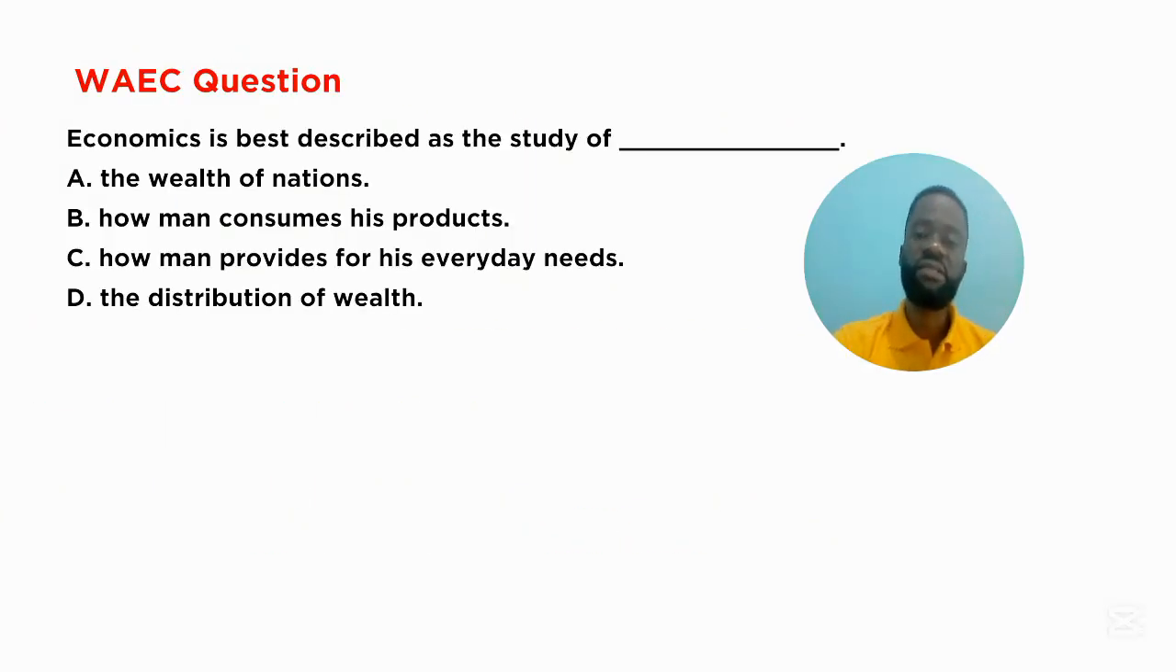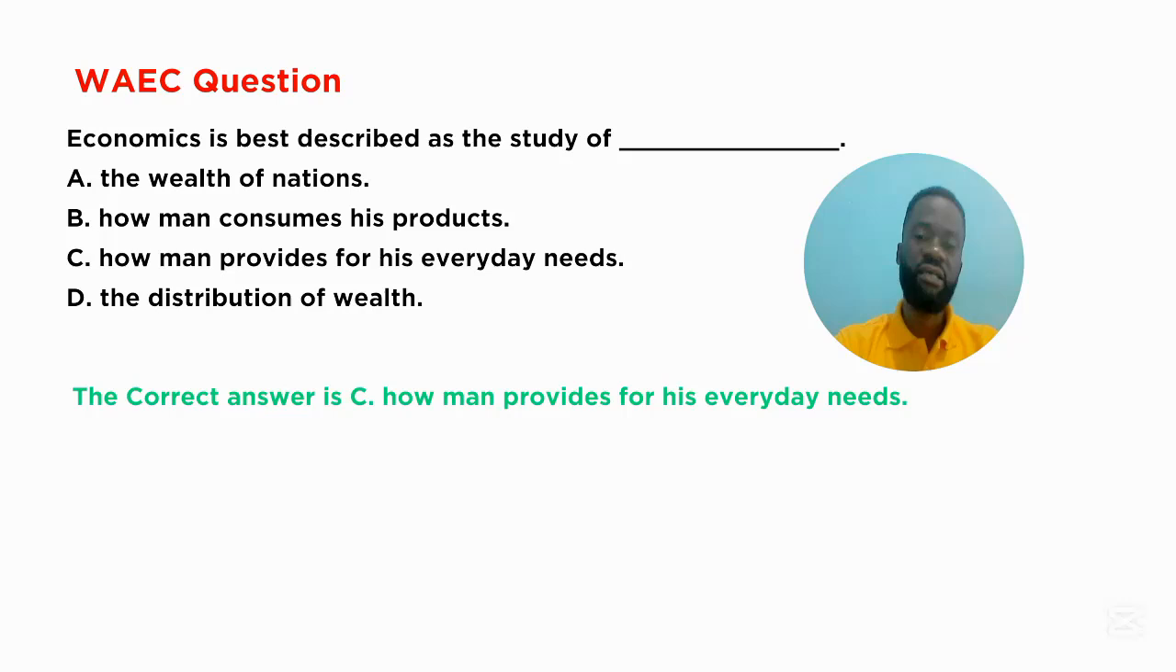Economics is best described as the study of dash. A, the wealth of nation. B, how man consumes his product. C, how man provides for his everyday needs. And D, the distribution of wealth. The correct answer is C, how man provides for his everyday needs.